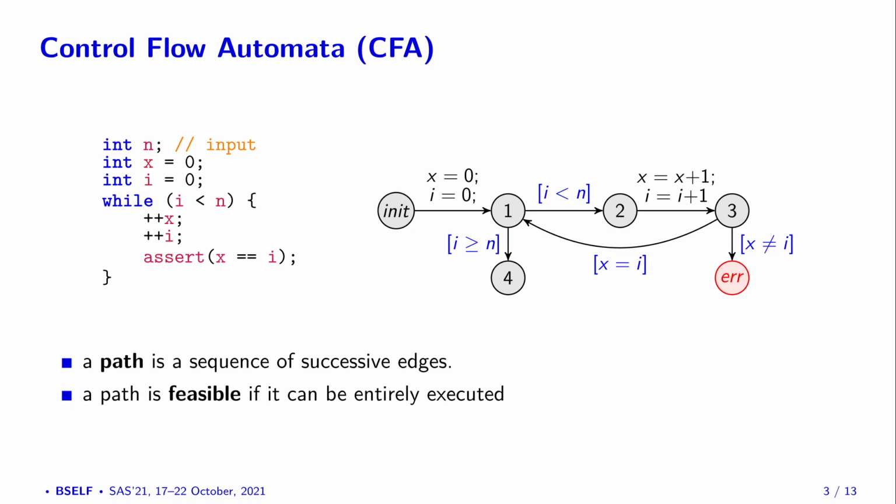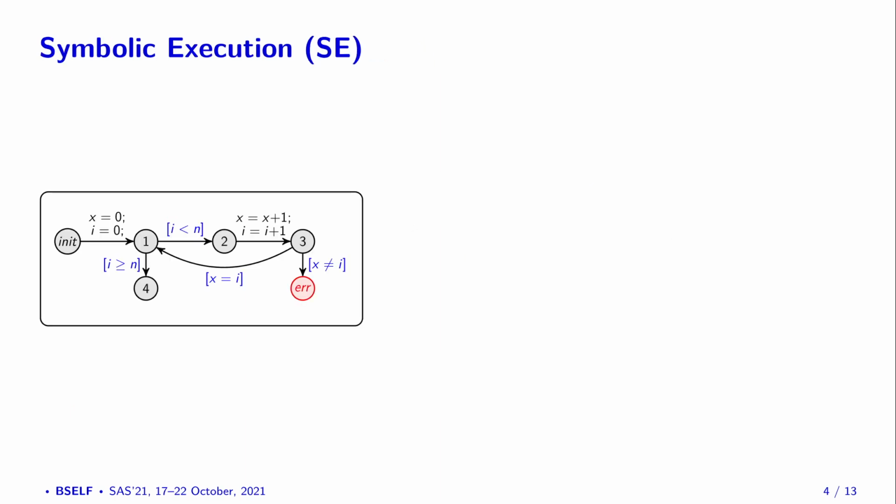One way how we may find it out is to use symbolic execution. Symbolic execution is a technique that incrementally enumerates all possible paths in a program. It starts in the initial location of the control flow automaton and replaces the values of all variables with symbols that represent arbitrary values. Then it starts executing the automaton. Here, for example, the first edge is executed and a new state where x and i are assigned 0 is generated.